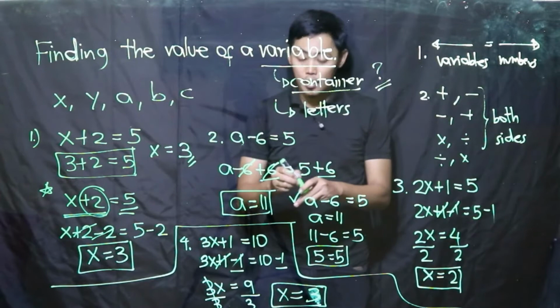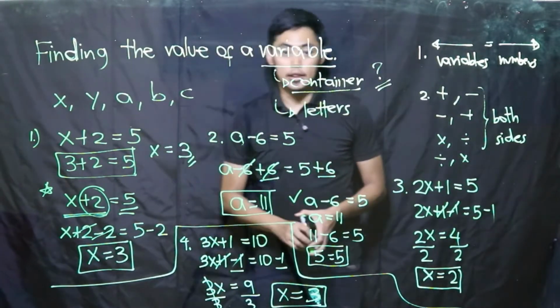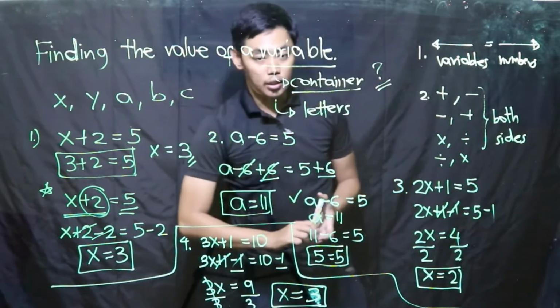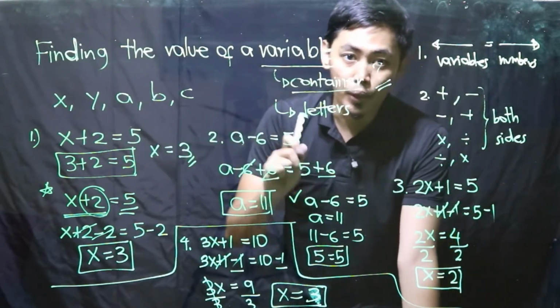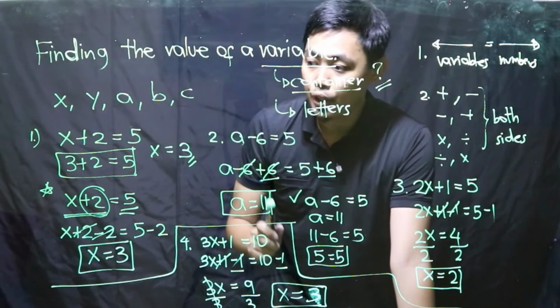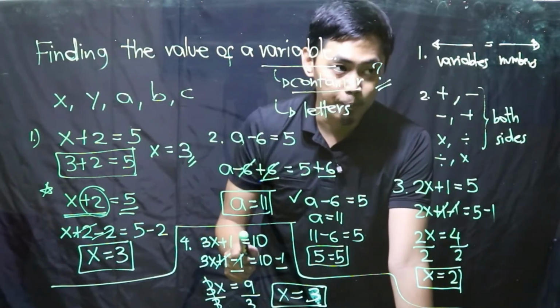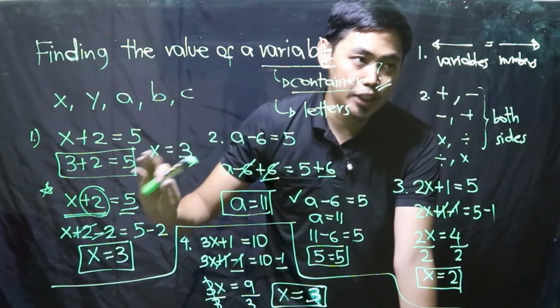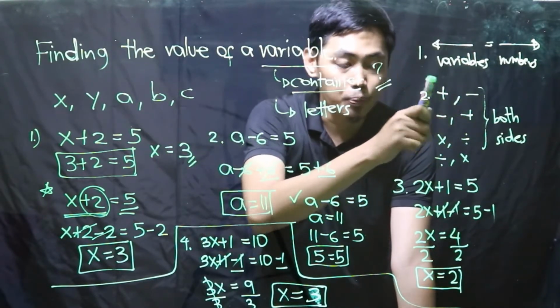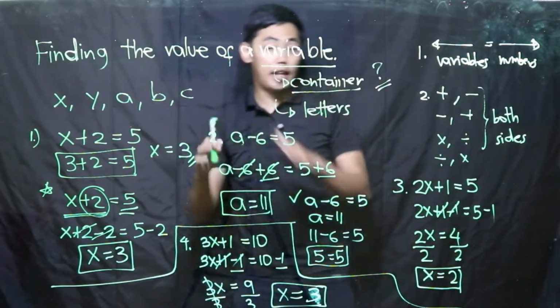Okay, so finding the value of a variable is just really easy. We learned that variables are just containers, they're just letters. So we need to find the number, or the value, that is assigned to them. In order to do that, on the left side of the equation, you will need to put the variables. How about the right side?